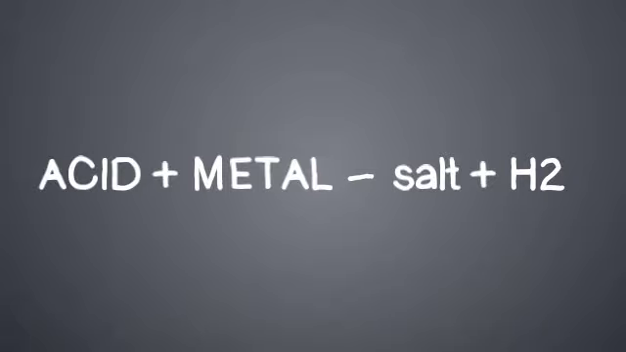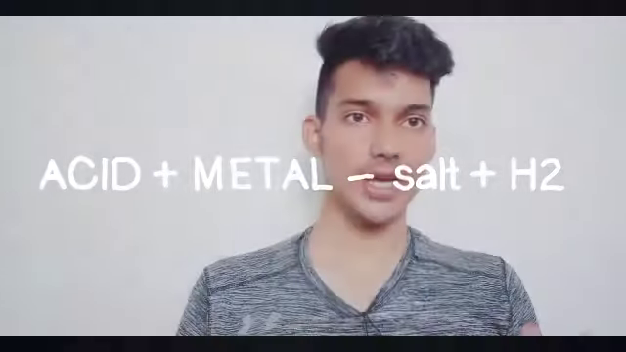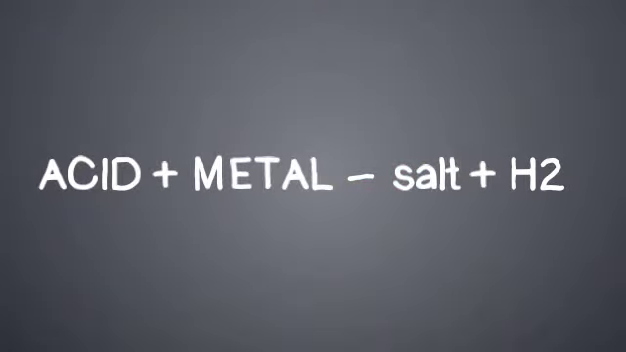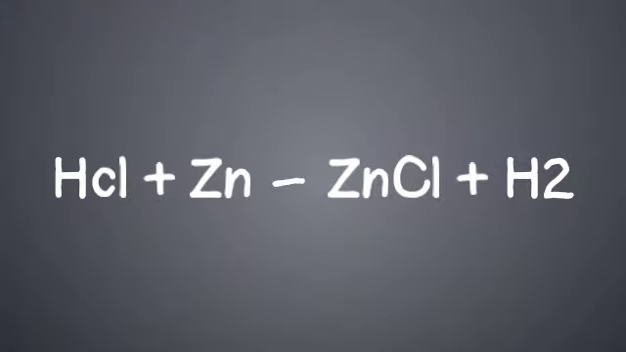It's time to move to the chemical properties of acids. When we react any acid with a metal we get salt and hydrogen gas. An example of acid plus metal giving salt and hydrogen gas is when we react HCl with zinc, we get zinc chloride plus hydrogen gas. Here is your reaction.